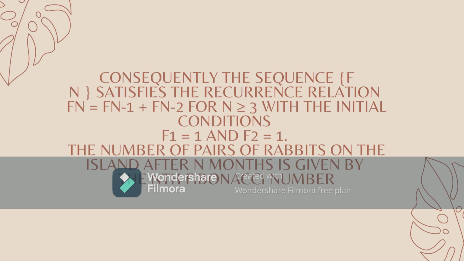So the number of pairs of rabbits on the island after n months is given by the nth Fibonacci number. To sum it up, we can find the number of pairs of rabbits by using the Fibonacci sequence formula.